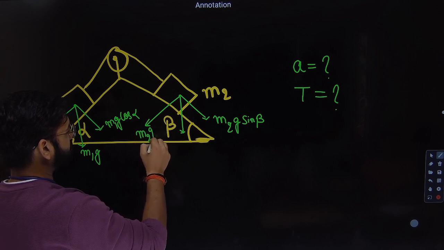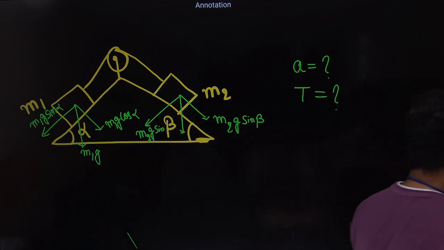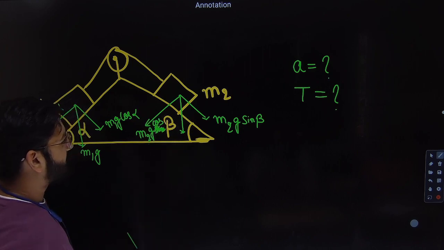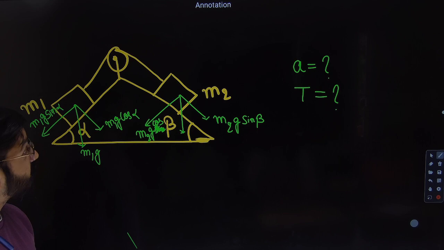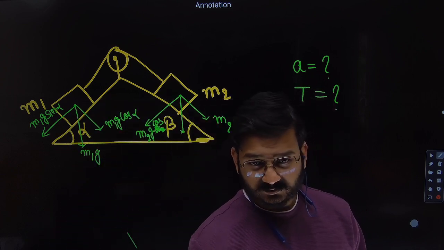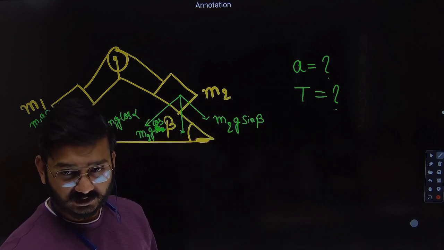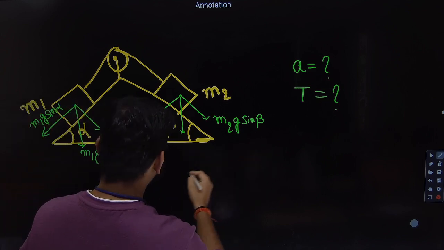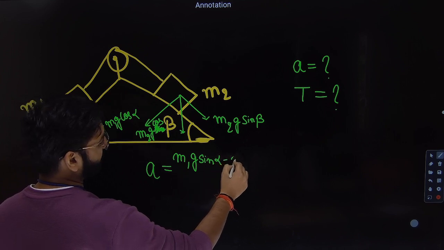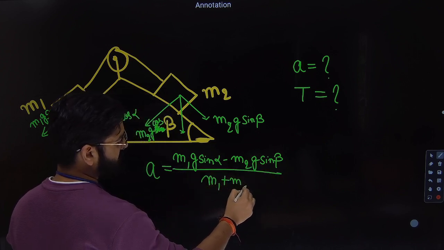This will be M2g sin beta. Okay. Any doubt? So we need to find the acceleration. I've not given which one is greater. We can take any force as greater, whatever you want. I told already, you consider anything as positive. If the answer is coming positive, your direction is correct. If the answer is coming negative, your direction is opposite. Don't get confused. Acceleration will be, I'm taking this one as greater. So net driving force will be M1g sin alpha minus M2g sin beta, divided by total mass.